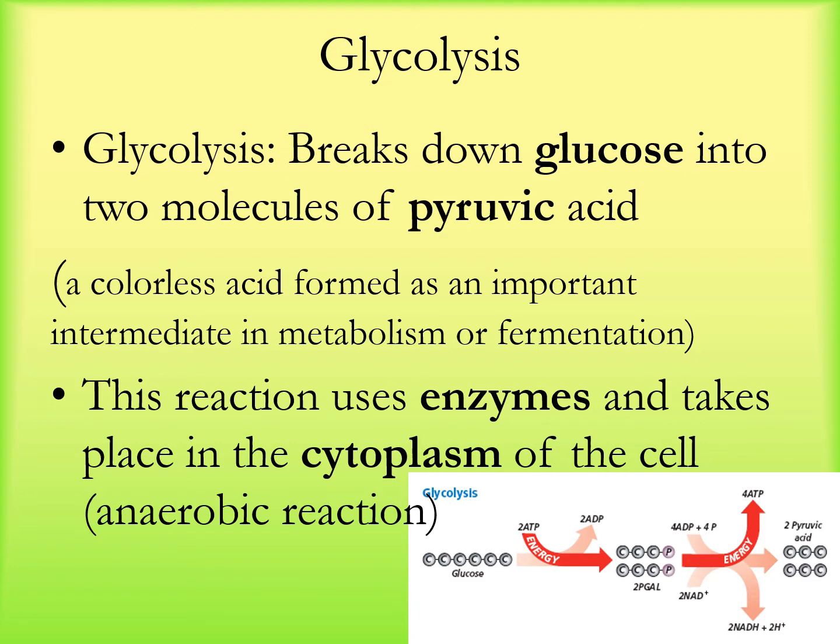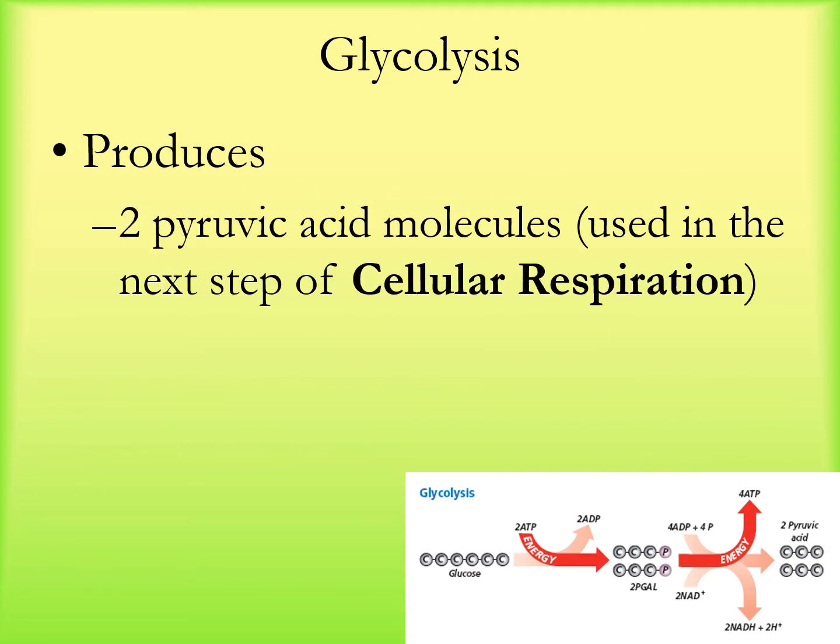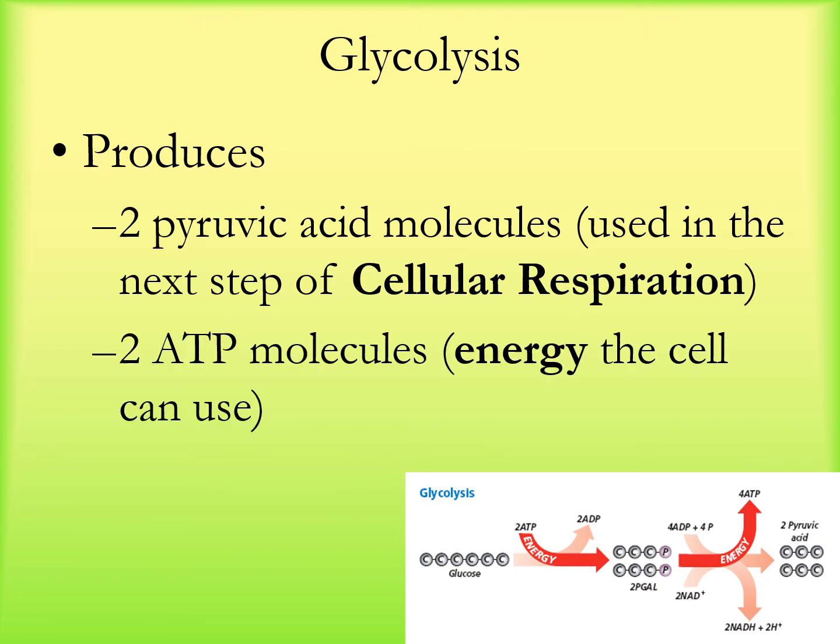Take note of the byproduct. It is the pyruvic acid. So it produces now in glycolysis the two pyruvic acid molecules used in the next step of cellular respiration. So before we can proceed to the Krebs cycle or the next step of cellular respiration, it needs two pyruvic acid molecules. And during the glycolysis, it produces now two ATP molecules. That is the energy the cell can use.